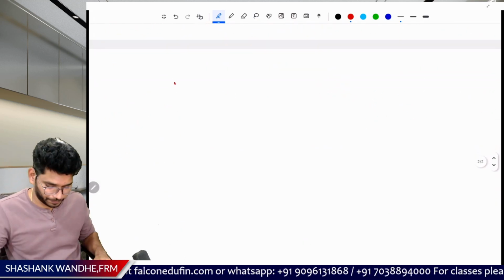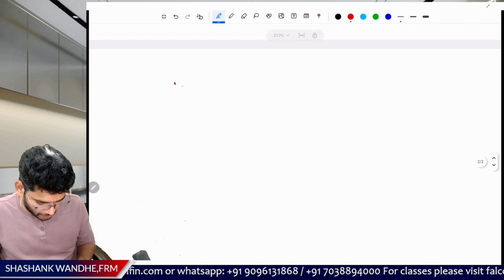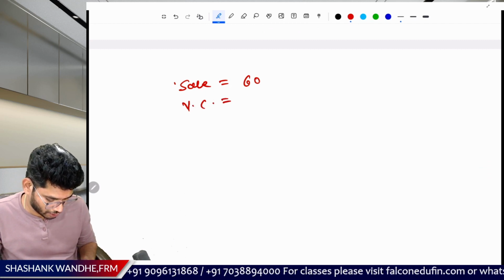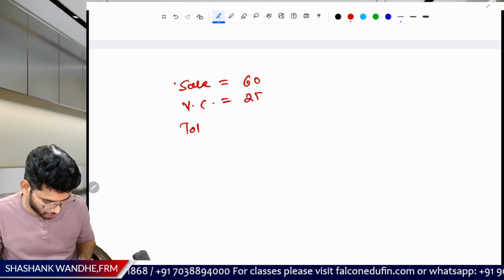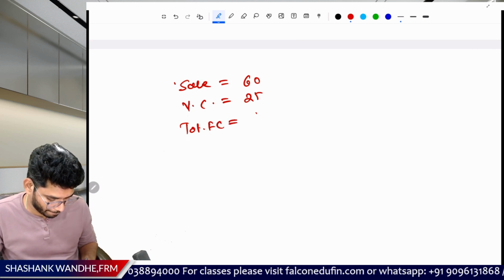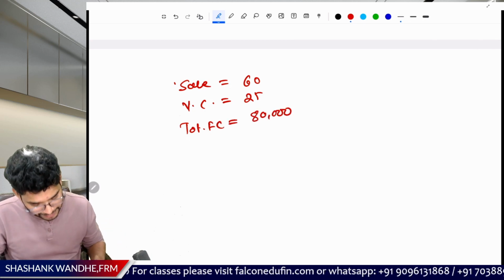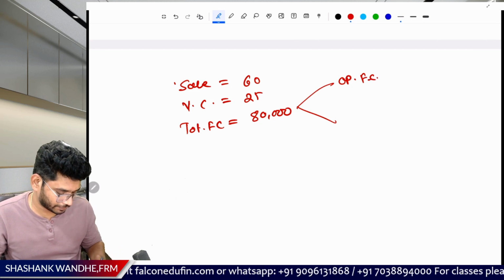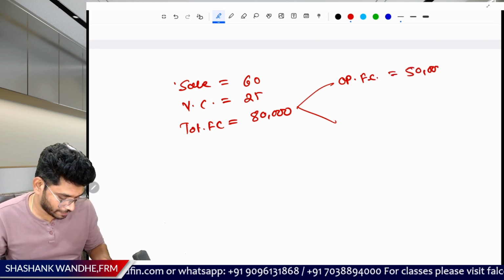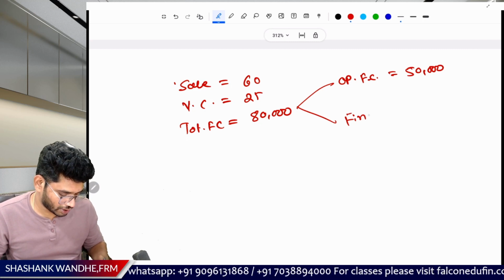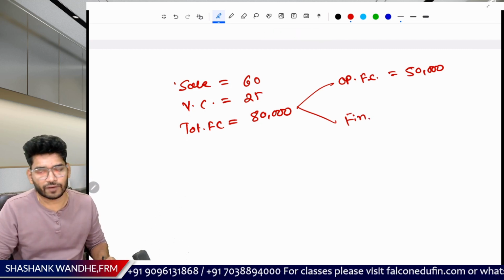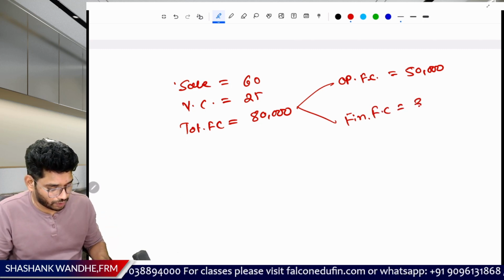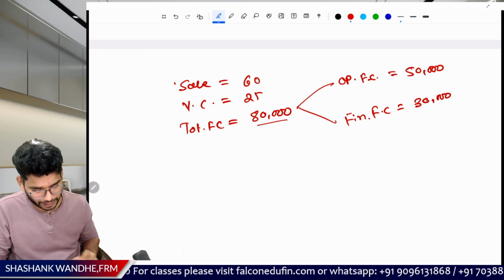$60, 25, 80,000. Sale price 60, variable cost 25, and total fixed cost is equal to 80,000. Now, in this 80,000, say there are two parts. So, operating fixed cost is equal to 50,000 and financing fixed cost, obviously the interest, the very basic meaning of the financing fixed cost is the interest you are paying on the loans. Financing fixed cost is equal to 30,000. And this is how we get the total fixed cost of 80,000.